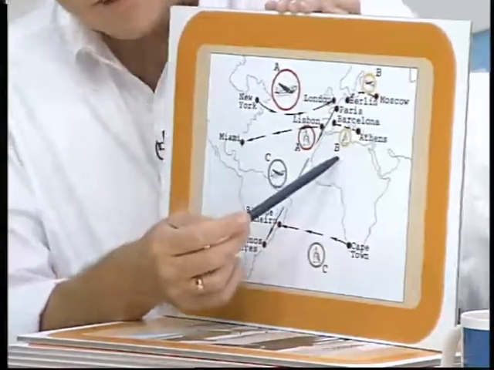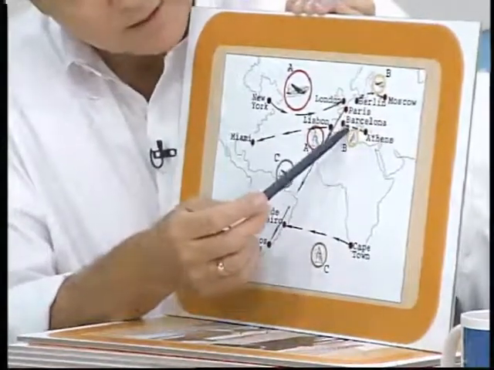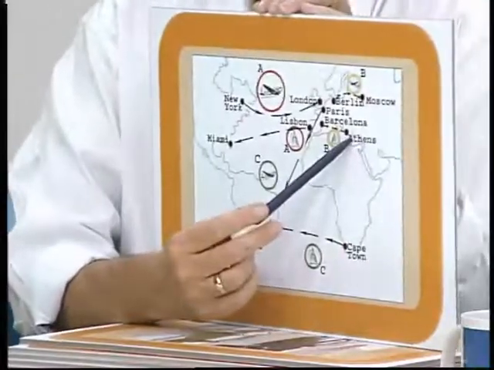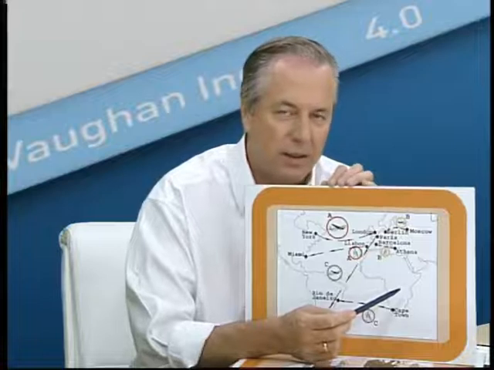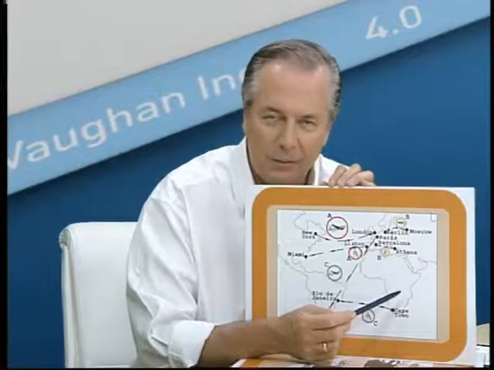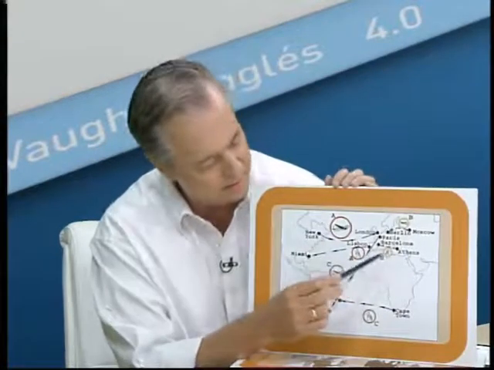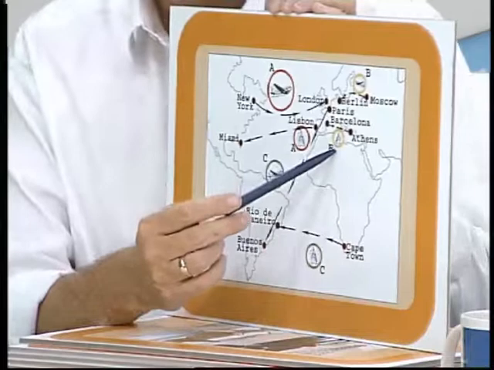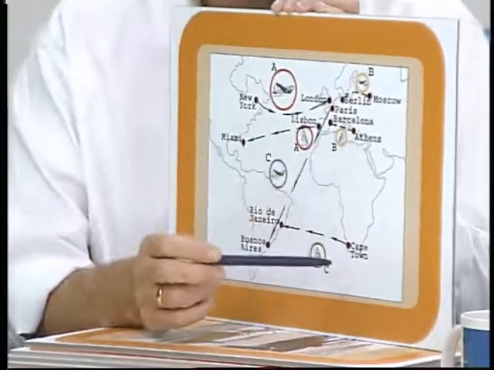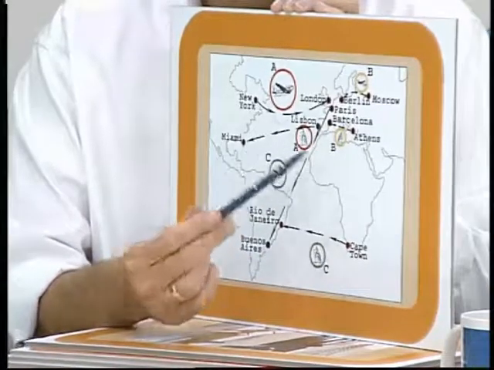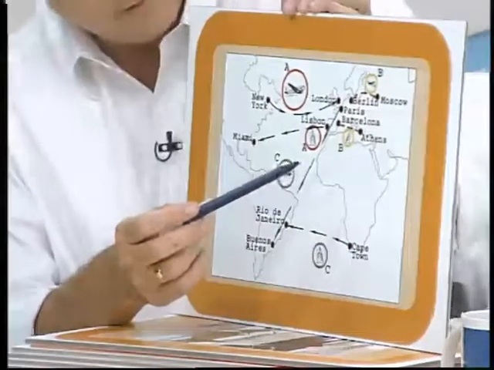And this ship, Ship B, is in the Mediterranean. It's going from Barcelona to Athens. Athens is the capital of Greece, but Barcelona isn't the capital of Spain. Madrid is the capital of Spain. But in this case, this ship, Ship B, is going from Barcelona to Athens, from Spain to Greece. It's going. Okay?